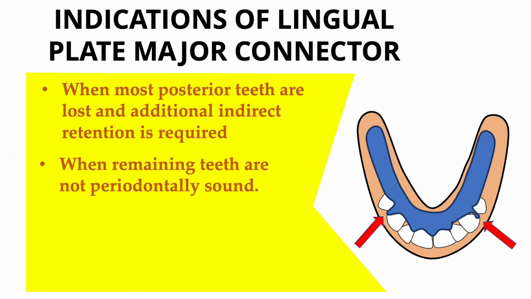Another indication is when remaining teeth are not periodontally sound. When the remaining anterior teeth are not periodontally sound, then also we can give a lingual plate major connector because it supports or gives indirect retention to the anterior teeth by resting on the cingulum.